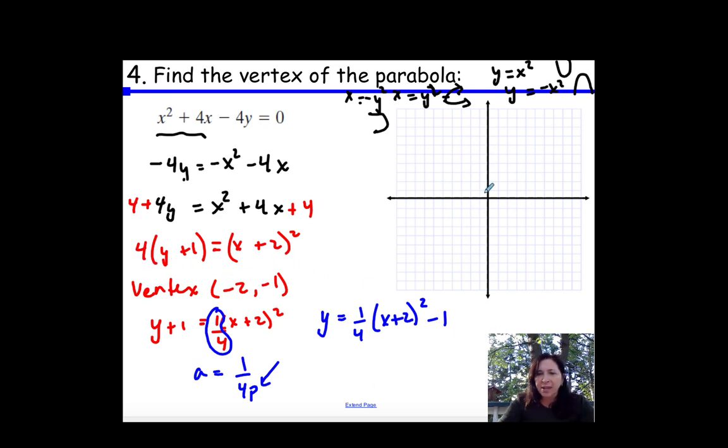But basically, this is vertex form. My vertex is negative 2, negative 1, which is here. Because it's a y equals positive x squared graph, it is going up like this. And of course, if I wanted to find my focus point, I could. It would be up in here because your parabola is always cupping the focus point.